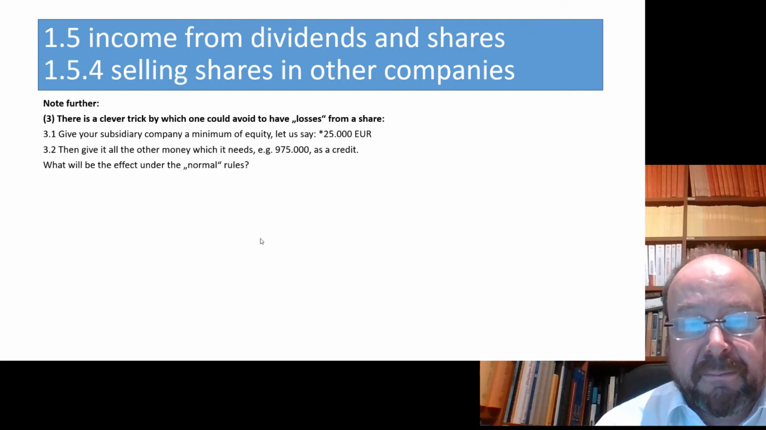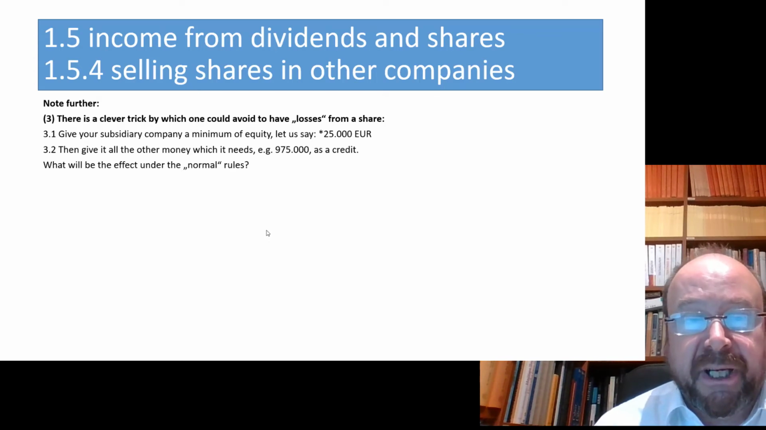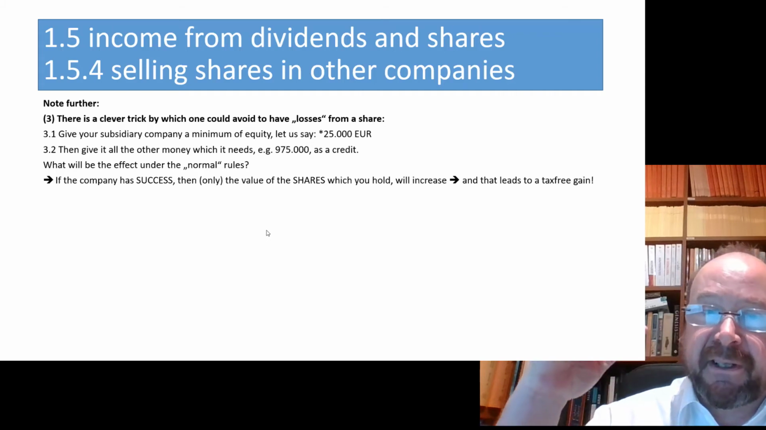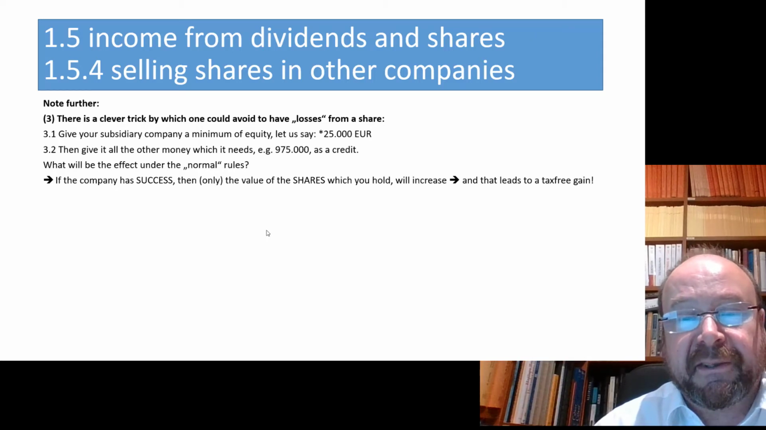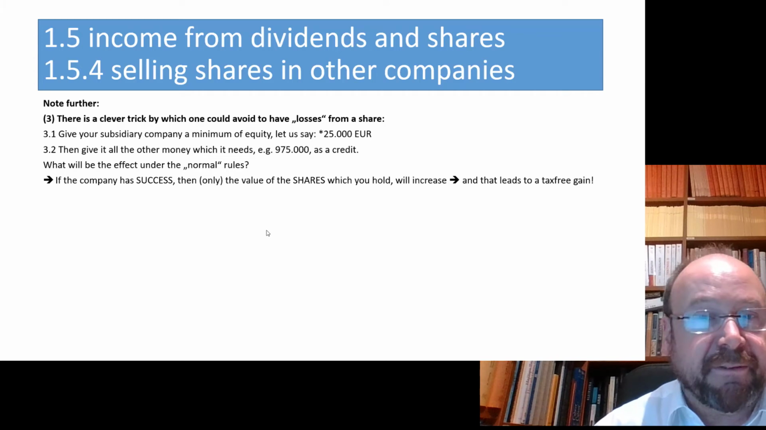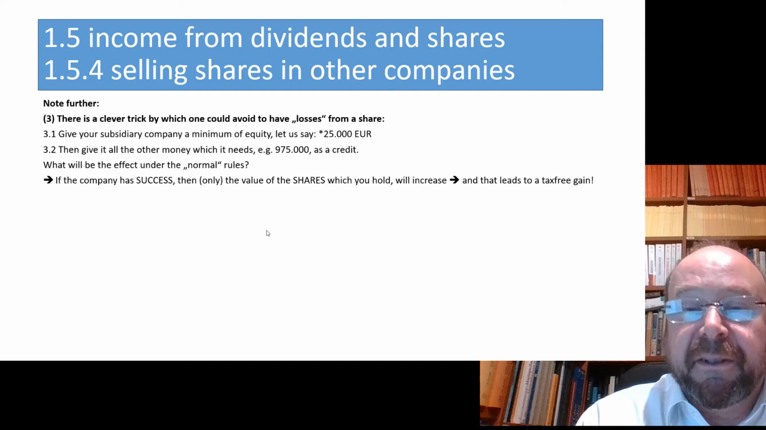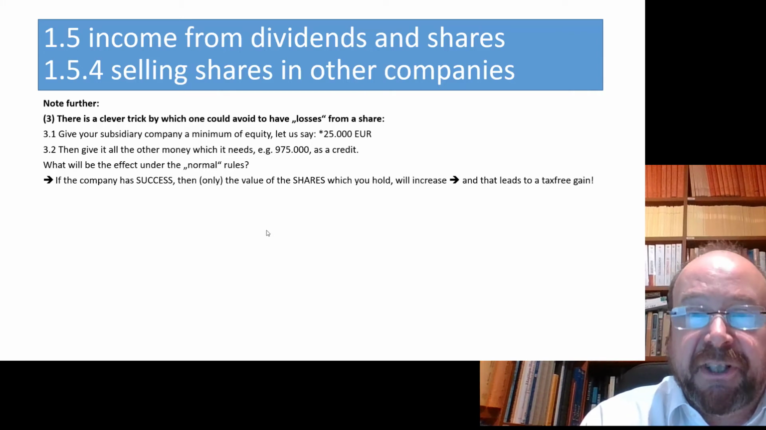And now, what would be the effect if the rules are applied in the normal way? Well, if the company has success, then the value of the company goes up, not the value of your credit repayment claim, because a credit is always paid back at the repayment amount, so 975,000 euro. So if the value of your company goes up by millions, then the only thing which increases in value is the value of the shares, and you can sell them tax-free.